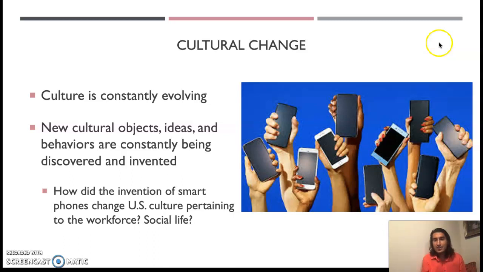Think about how the invention of the smartphone changed social life in the United States, right?